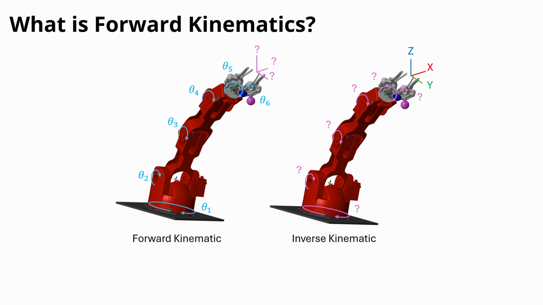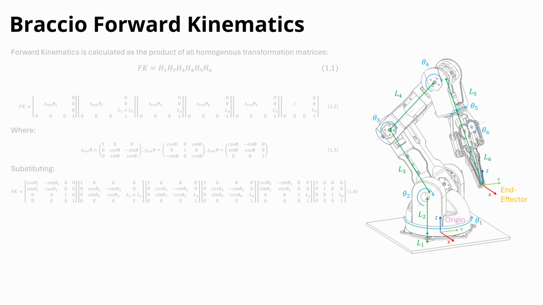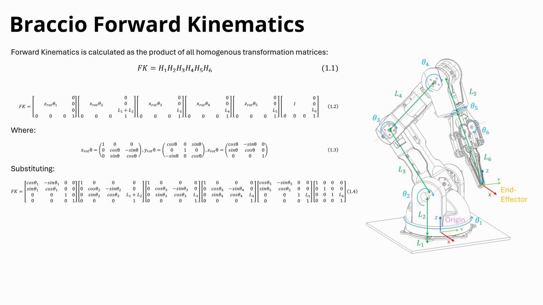Forward kinematics is the method of finding the end effector position based off all of the joint angles. Forward kinematics is also required for inverse kinematics. Forward kinematics is the product of all homogeneous transformation matrices. Each matrix is constructed using standard building blocks for revolute joints. Multiplying them all together yields the forward kinematic transformation matrix.